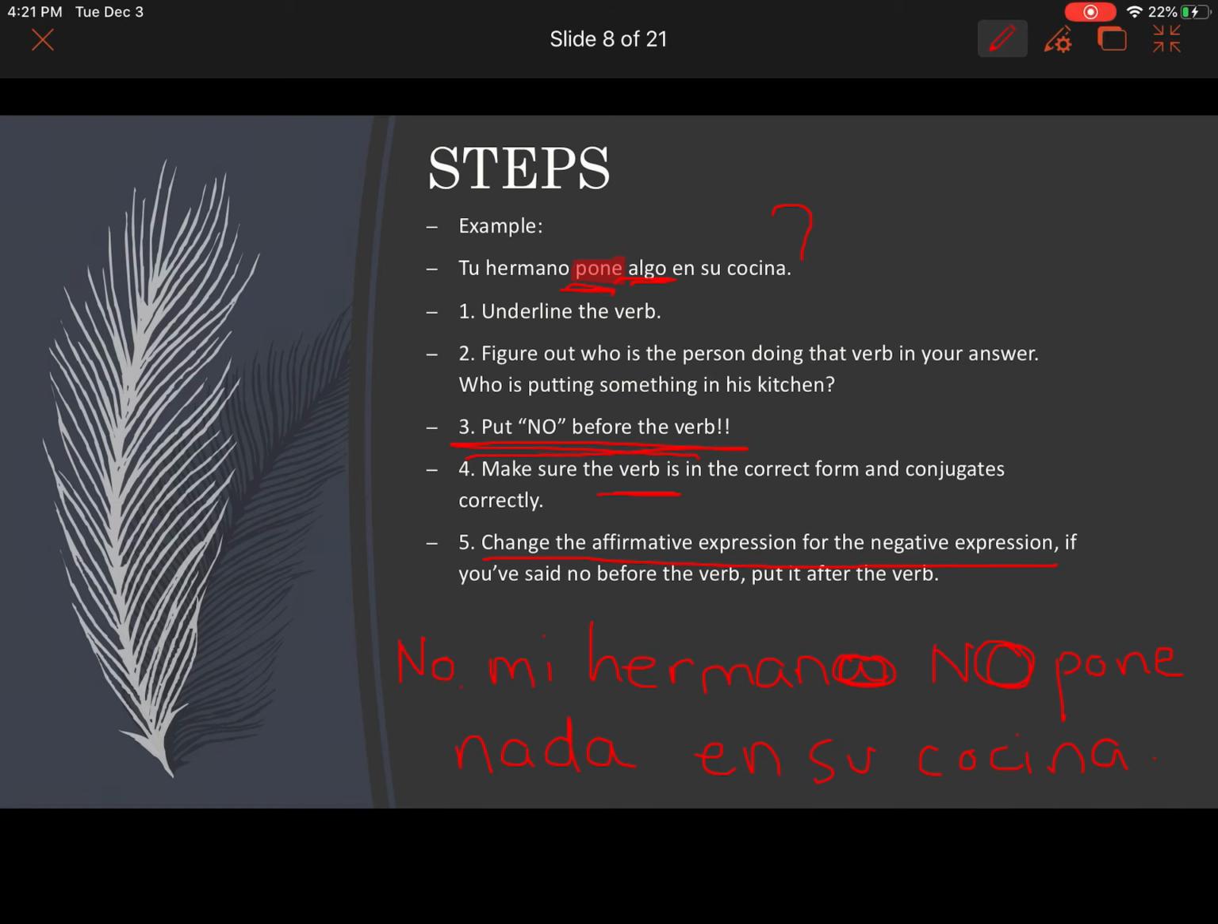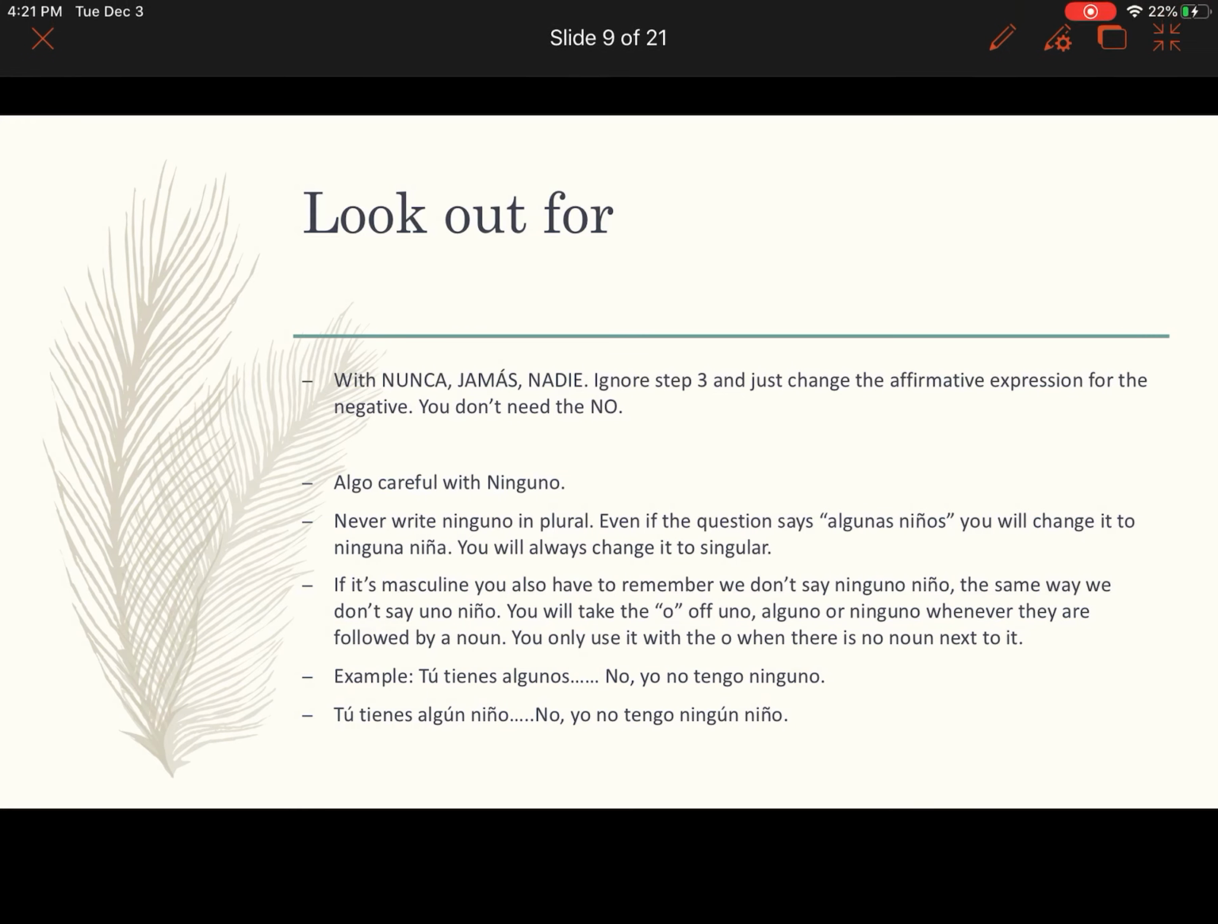Following those 5 steps, you will get the right answer. What things do we have to look out for? Well, with nunca, jamás, and nadie, which are the opposite of siempre, alguna vez, in this case, and nadie is the opposite of alguien, we can actually ignore step 3 and we can just change the affirmative expression for the negative without putting the no. You can also choose to put the no if you want to.